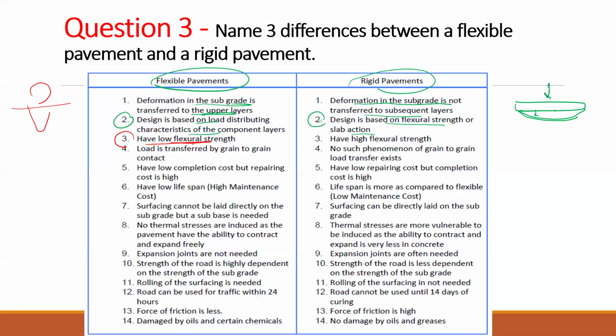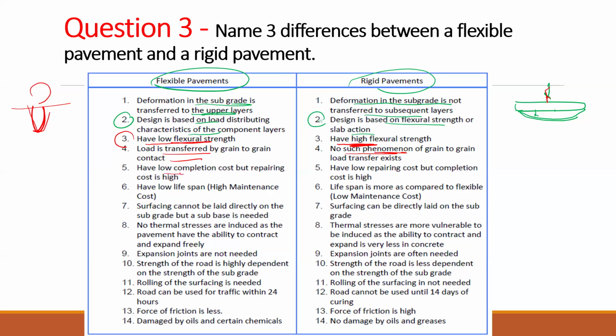Flexible pavement has low flexural strength, so they can't bend. Do you understand this one? This one has high flexural strength. So it's strong, rigid. When you push somewhere, it will bend like this. But if you push the asphalt concrete, that will just make a dent. It's not flexural. Load is transferred by grain to grain. There is no phenomenon called grain to grain in the rigid pavement.